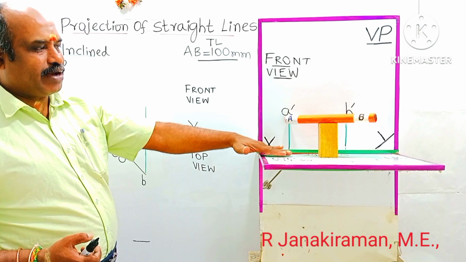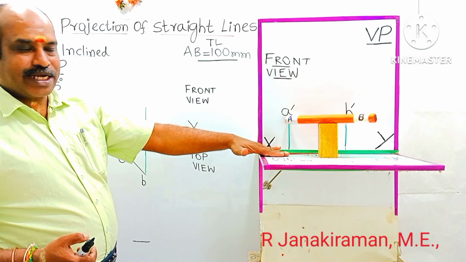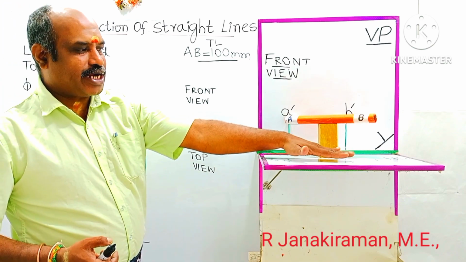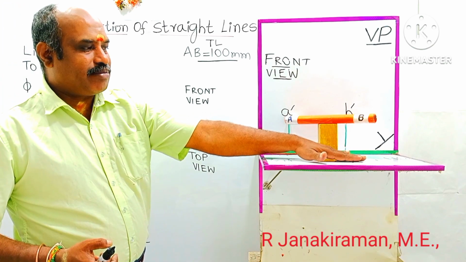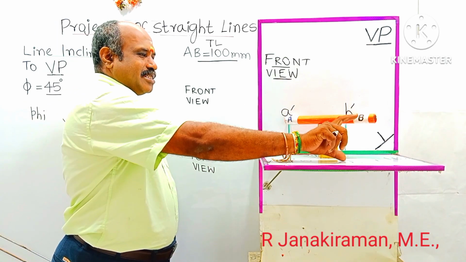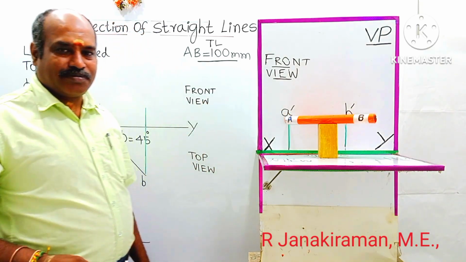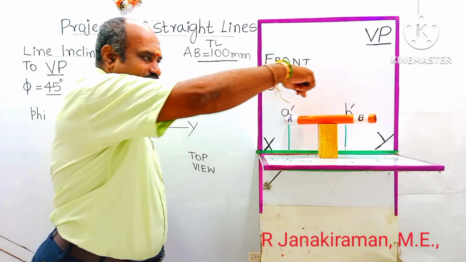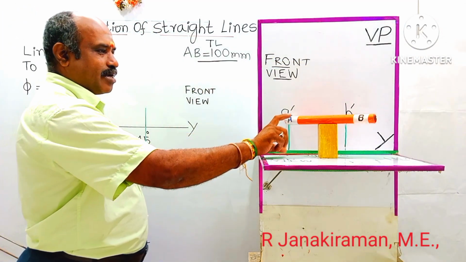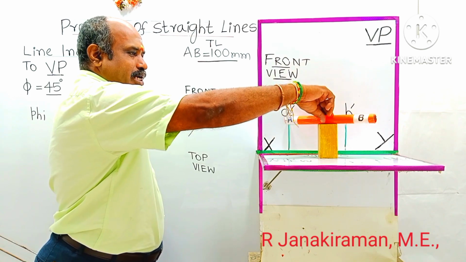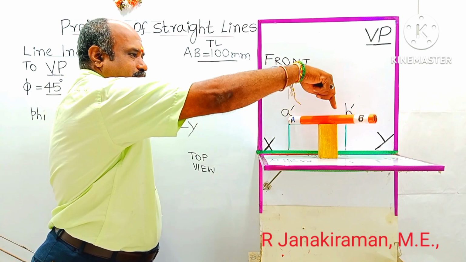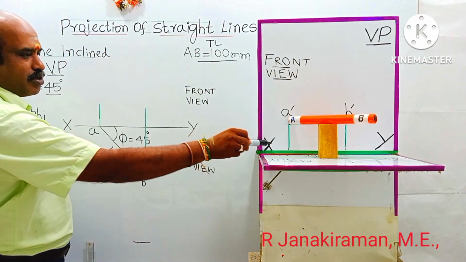Say some 25 mm. The end point is located at a height of 25 mm, called the distance above HP. Similarly, B point is located at a distance of 25 mm above HP. So when these two distances are the same, I can say the line is parallel to HP also. Parallel to HP and inclined to VP. Parallel means uniform height from the horizontal plane. I can say the line is parallel to HP, and inclined to VP. This height is 25 mm.